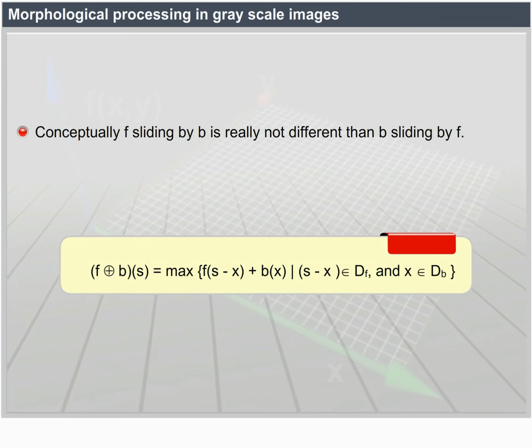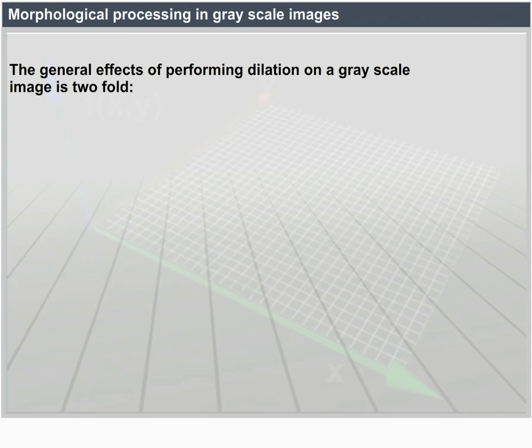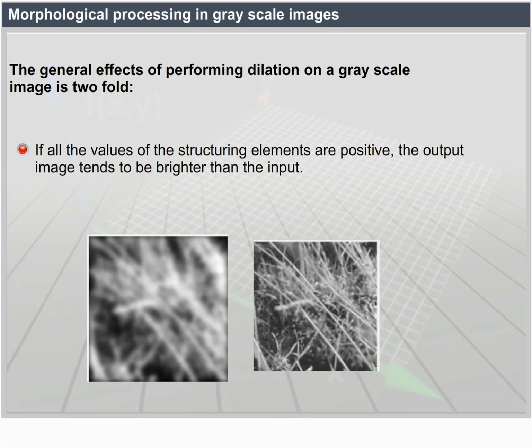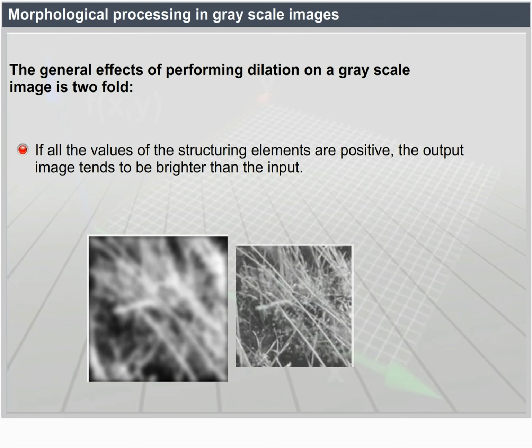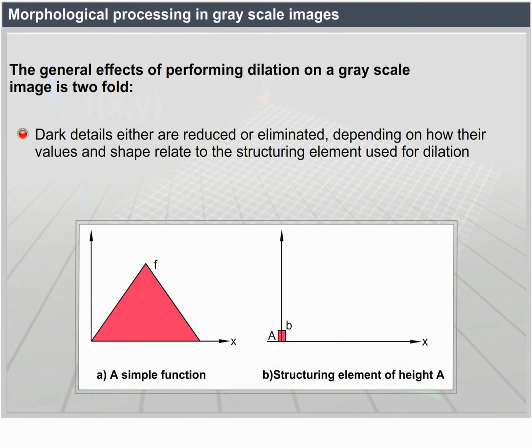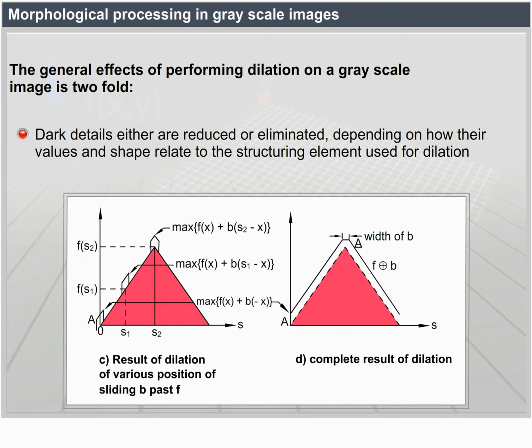The general effects of performing dilation on a grayscale image are twofold. If all the values of the structuring element are positive, then the output image tends to be brighter than the input. Dark details are either reduced or eliminated, depending on how their values and shape relate to the structuring element used for dilation. The figure shows the result of dilation for various positions of sliding B past F, and the complete result of dilation.